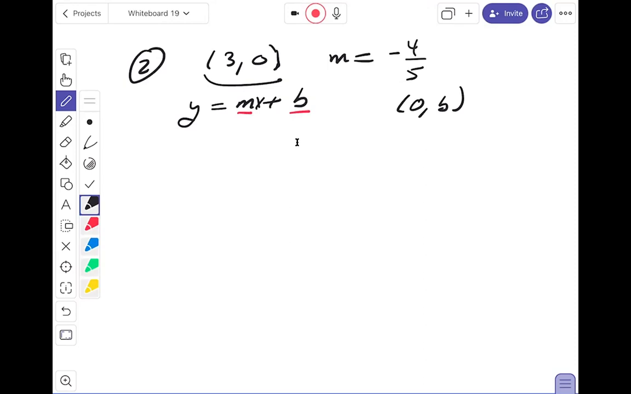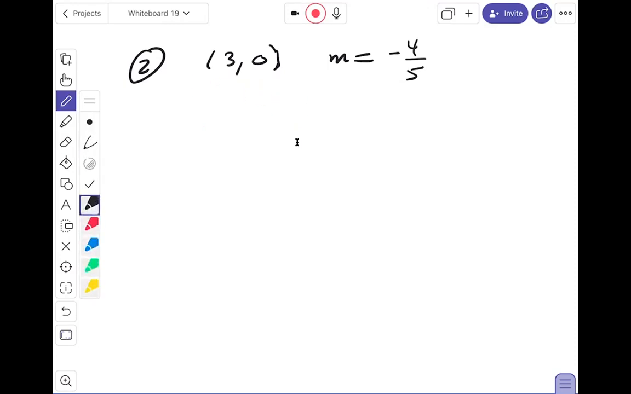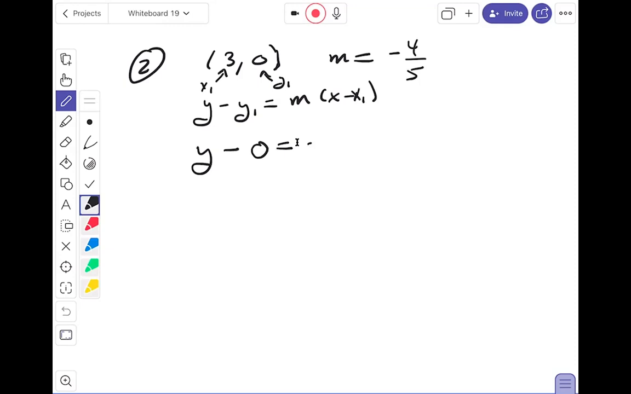So what I want to do is erase it. It's too much work to find out what that B is with that form. Do students do it? Of course they do. So what I'm going to do is I'm going to say, I prefer this one over here. All right. What's this? X1. What's this? Y1. The other thing is slope. Let's write this down. Y minus 0 equals M, minus 4/5, X minus 3.